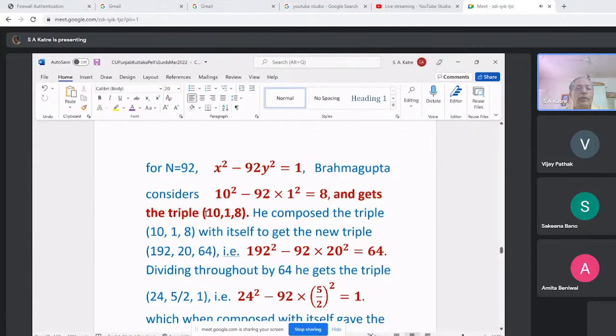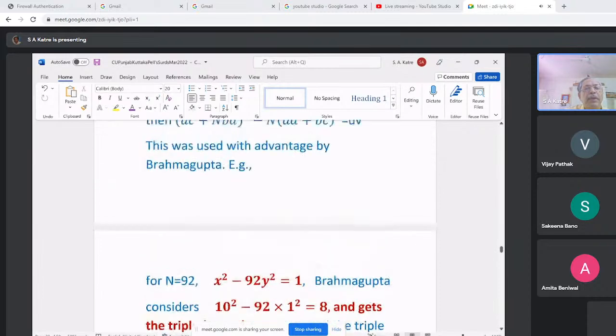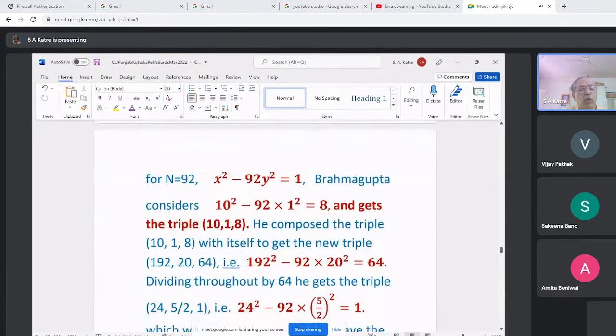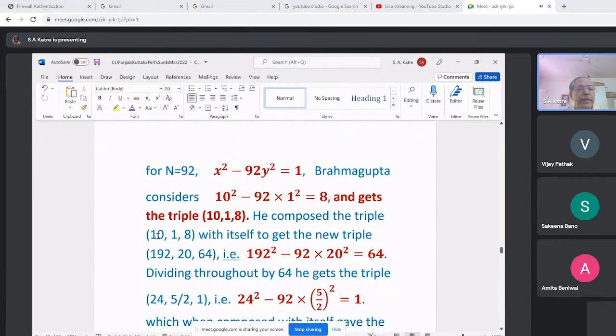So now you compose it. Compose means 10, 1, 8, 10, 1, 8. You put these things together, and then you have to use this rule. For example, ac plus nbd. n is 92. So ac, 10 into 10 means 100, plus n means 92, and b into d means 1 into 1. So 100 plus 92 is 192, that is written over here, 192 square.